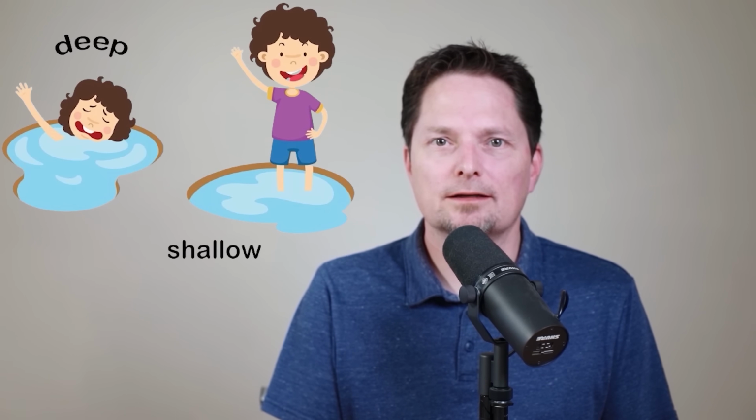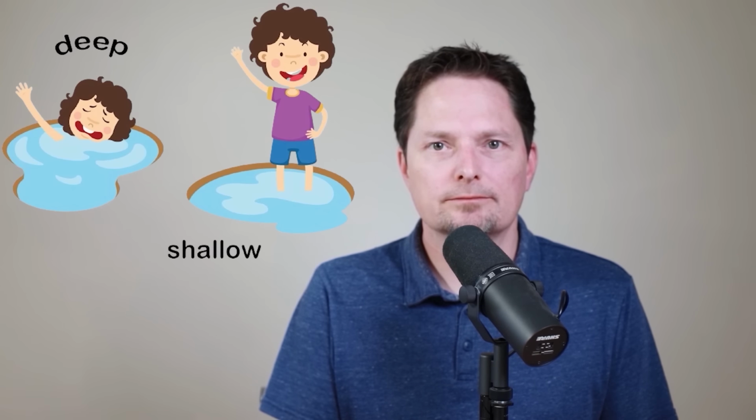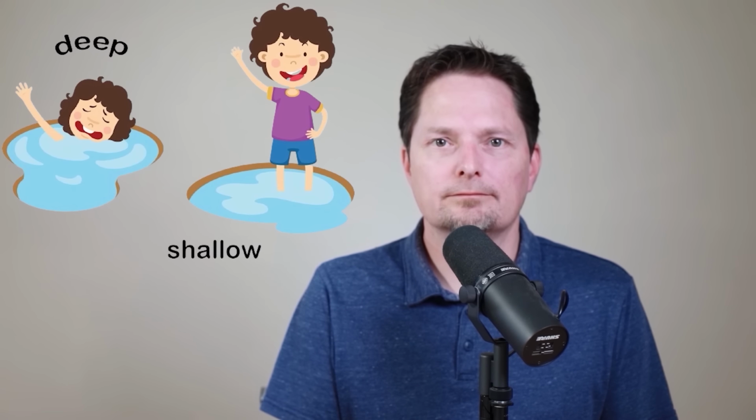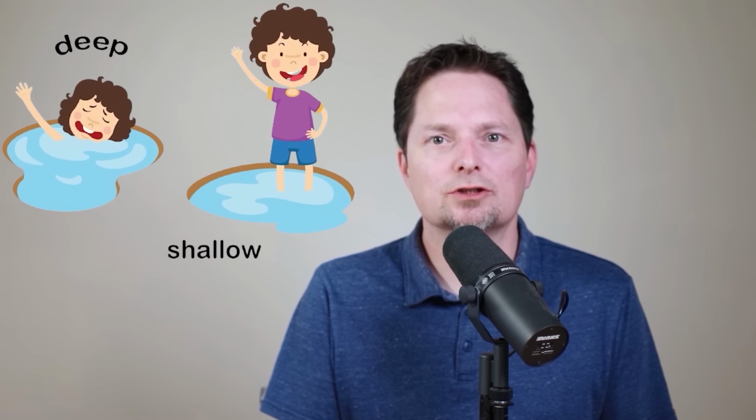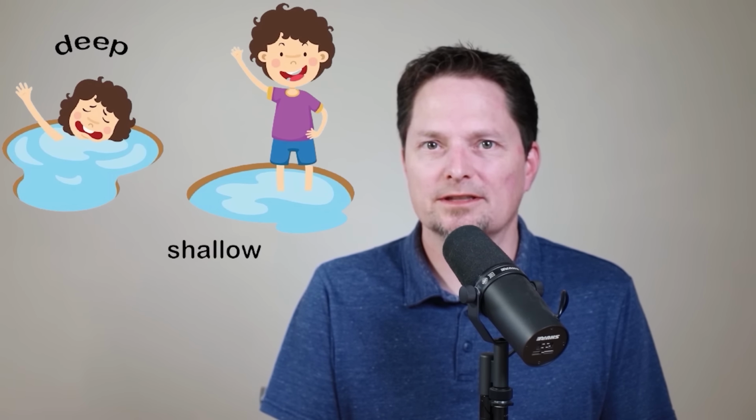Let's practice. What's the opposite of deep? That's right. The opposite of deep is shallow. I cannot say the opposite to deep. I have to use of. Now let's talk about pronunciation.